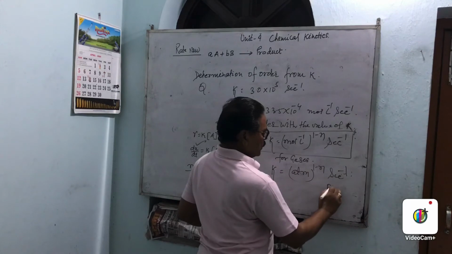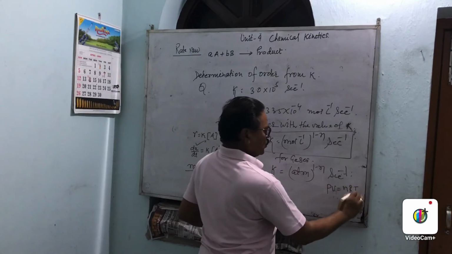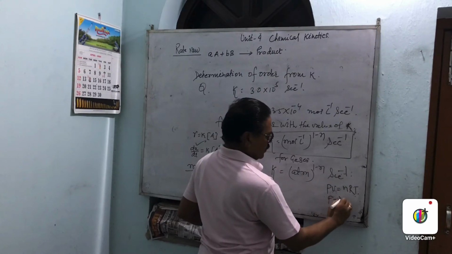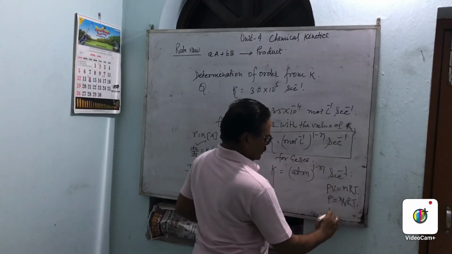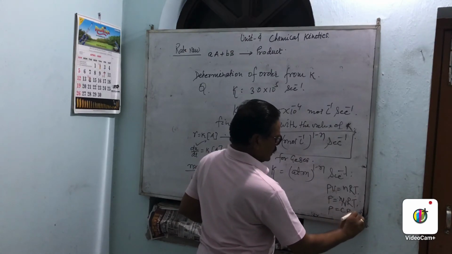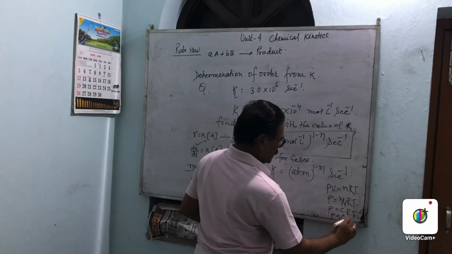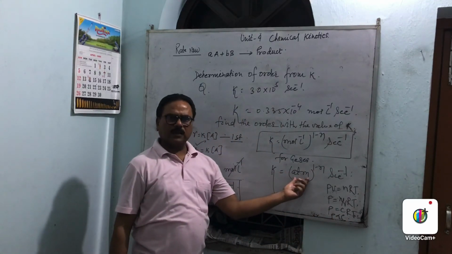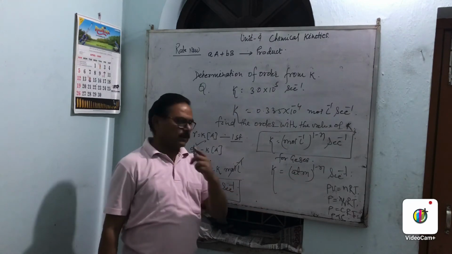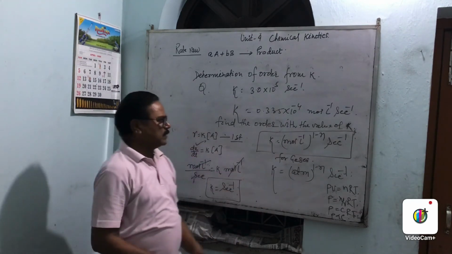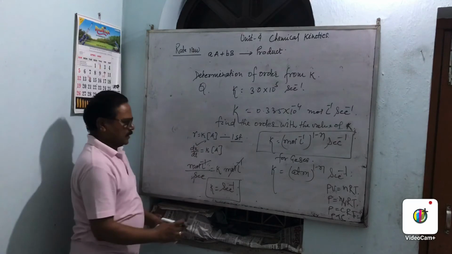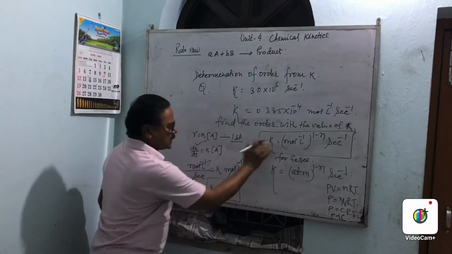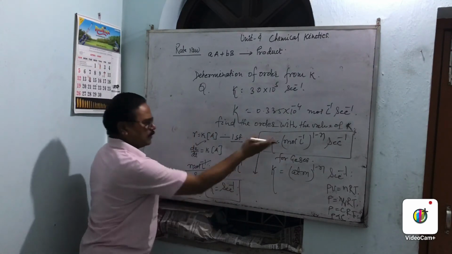Why? Because PV is equal to nRT. So we can write P is equal to n by V times RT. So P is written as CRT, and P is directly proportional to concentration. That's why we put the unit of concentration as atmosphere here, and we are able to calculate the value of the order. So now this is the formula. I have given the formula.